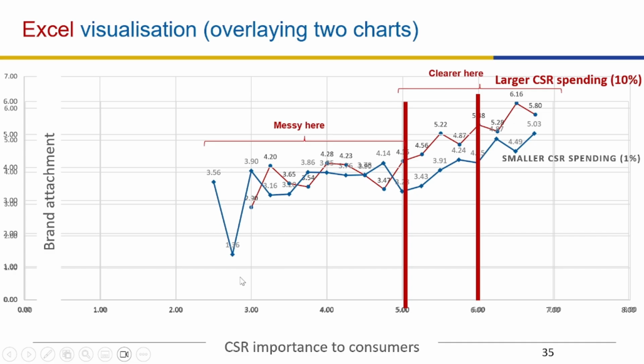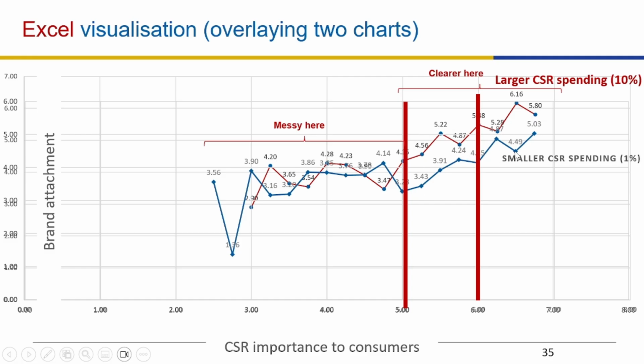And what this part actually tells us, if you visually investigate it, is the following. When CSR is less important to consumers, because we are looking at the lower end of the responses, it doesn't matter how much they allocate to CSR in terms of brand attachment. So if CSR is not important to consumers, you can allocate as much as you wish. However, when CSR is becoming more important to consumers, you can see clear trends.